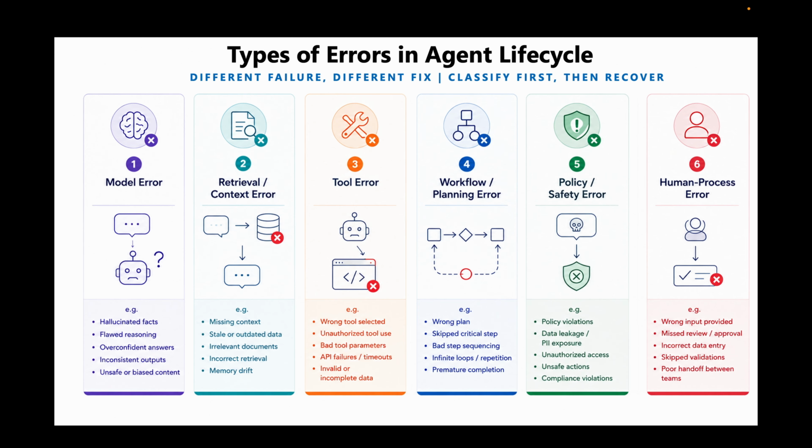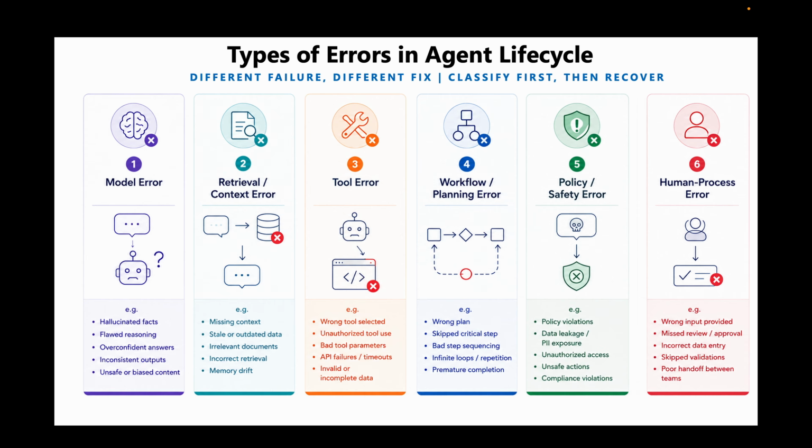Before we talk about reliable AI design, it is useful to understand the major ways AI agents can fail. While an agent system can appear complex, most failures actually fall into one of six categories. The first category is model errors, which originate from the model itself. The agent may hallucinate facts, make flawed assumptions, reason incorrectly, or generate answers that sound very confident but are wrong. Even with perfect data and tools, the model can still make mistakes.